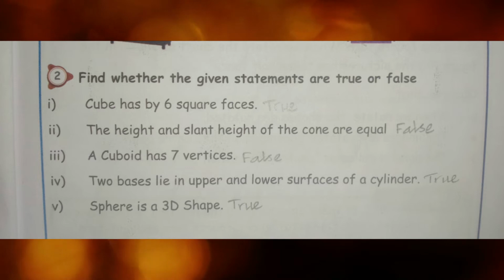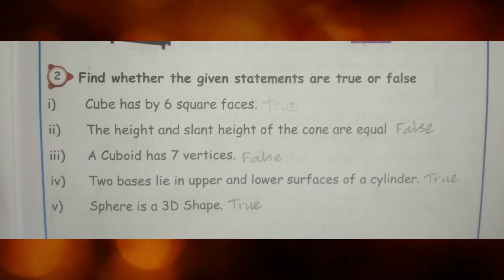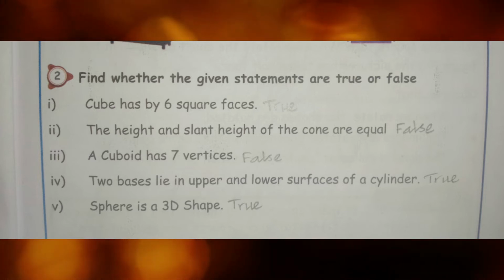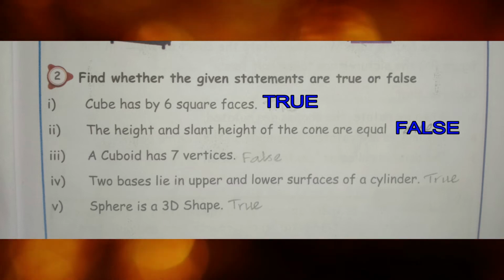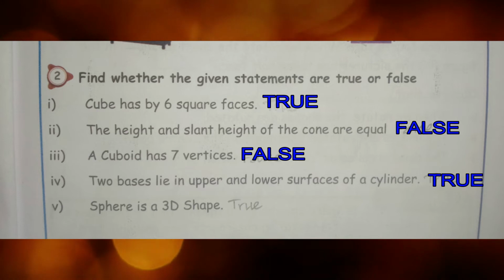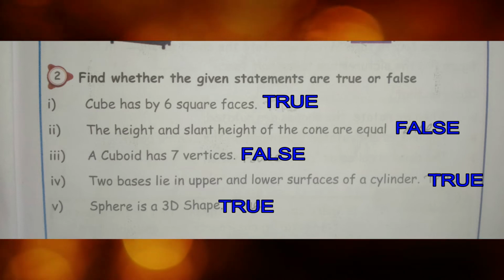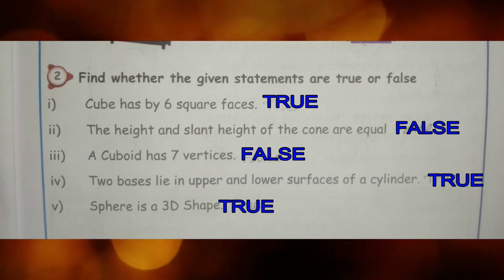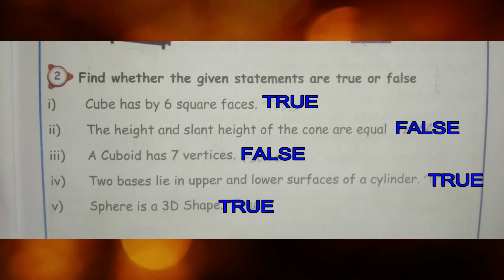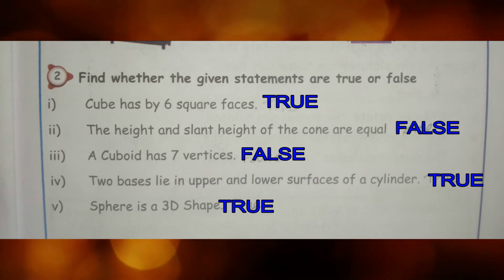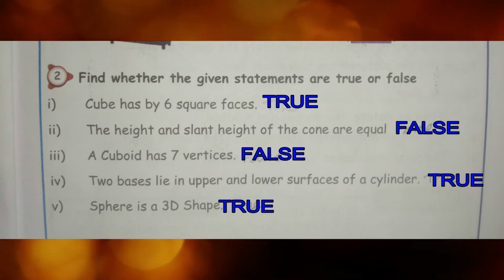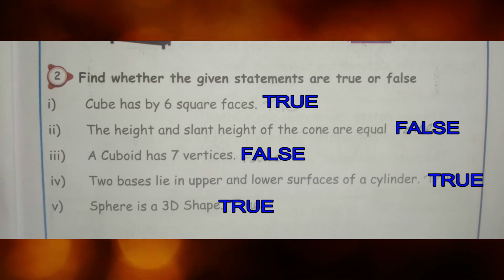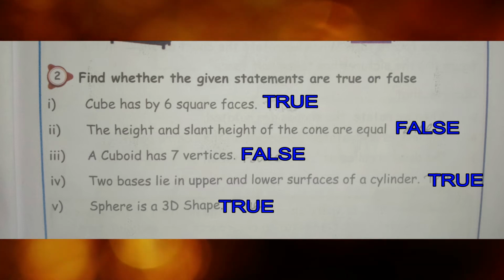Let us move on to the next one. Find whether the given statement is true or false. Cube has 6 square faces. Cubeக்கு எத்தனை ஸ்கொயர் ஃபேஸஸ் இருக்கும்? 6 ஸ்கொயர் ஃபேஸஸ் இருக்கும். Is it true or false? It is true. The height and slant height of a cone are equal. No, it is a false statement, right? So the answer is false.